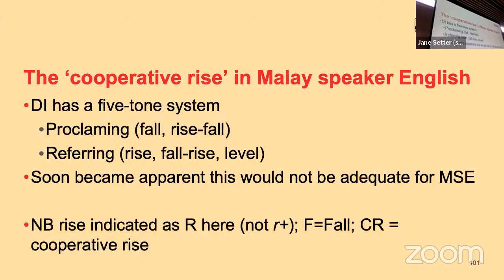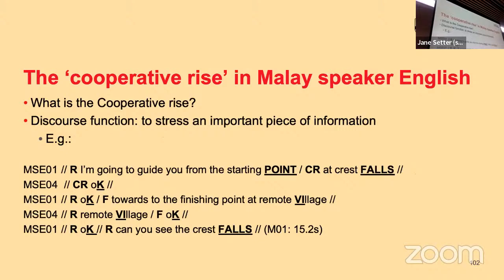So she noted that although DI, discourse intonation, has a five-tone system, she found that there's actually another tone. And she found this rise that was doing something interesting. And she called it the cooperative rise. And the discourse function of this is to express an important piece of information. I haven't got any recordings for this, sadly.